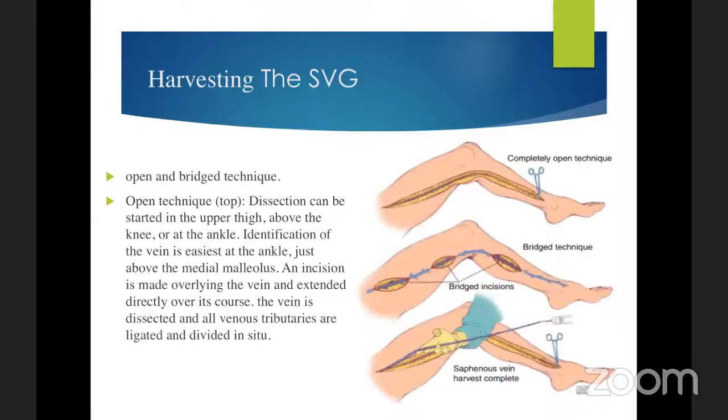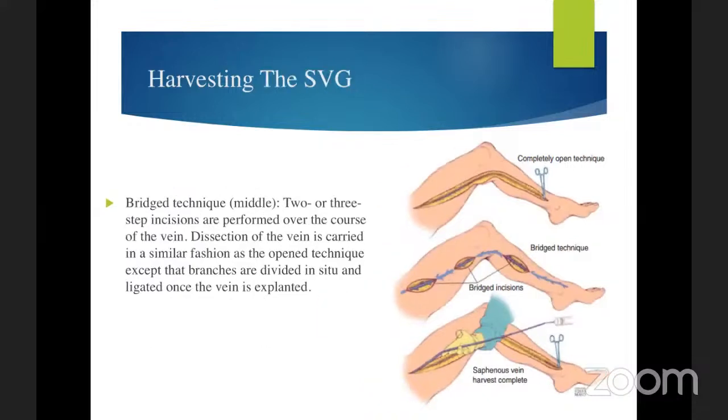We have two techniques for harvesting the saphenous vein. It can be open or bridged. In the open technique, as we can see in the first picture, the section can be started in the upper thigh, above the knee, or at the ankle. Identification of the vein is easiest at the ankle, just above the medial malleolus. An incision is made overlying the vein and extended directly over its course. The vein is dissected and all venous tributaries are ligated and divided in situ.